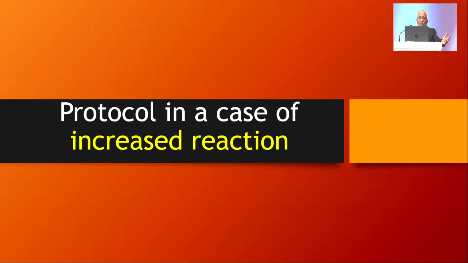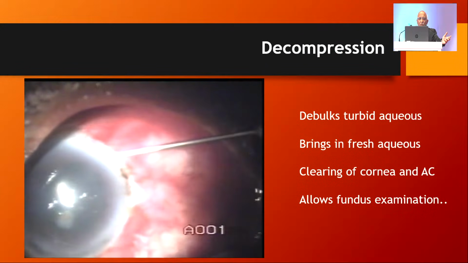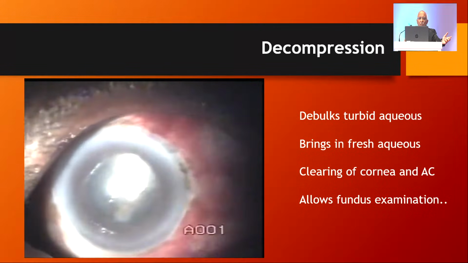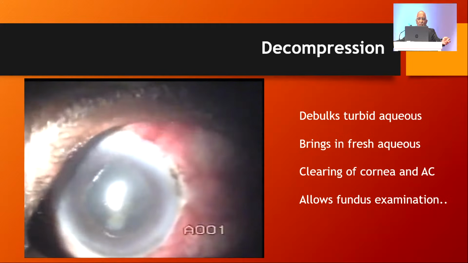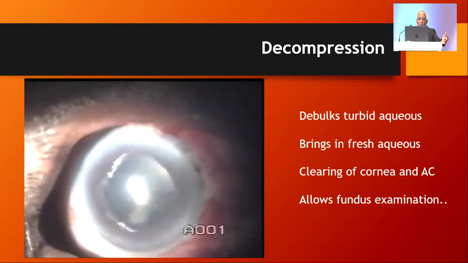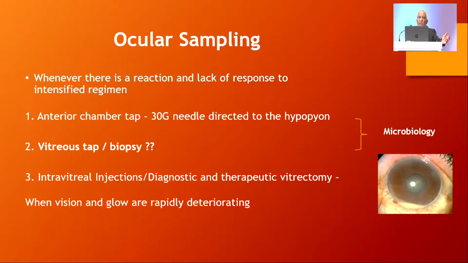So the protocol in a case of increased reaction, to summarize: intensify antibiotic and steroid drops, decompress. Decompression is done like this on the slit lamp itself, under topical anesthesia. The scleral lip of the wound is pressed with a sterile needle, and immediately the cornea becomes clear. We can have some view of what is happening behind, and that gives a lot of information about the nature of the inflammation. And it also provides for microbiological testing and ocular sampling. So I think this is very important.